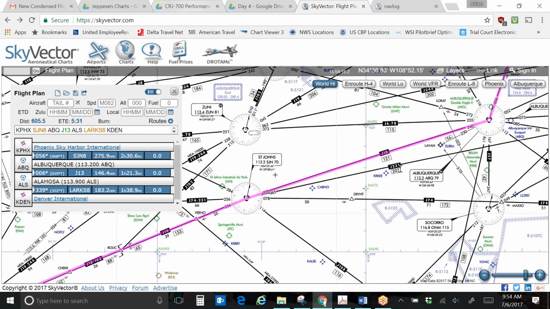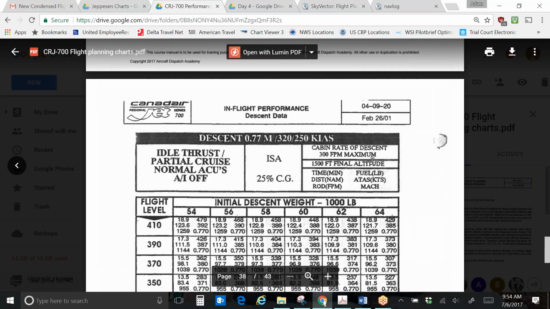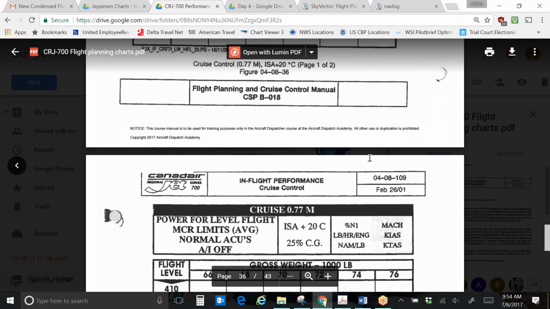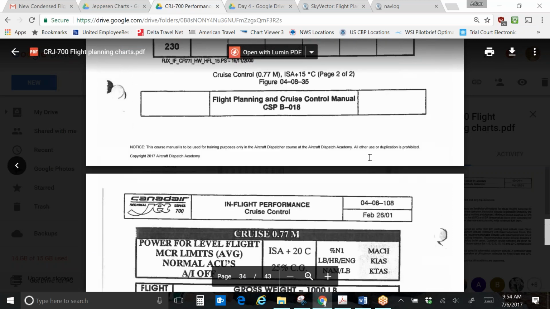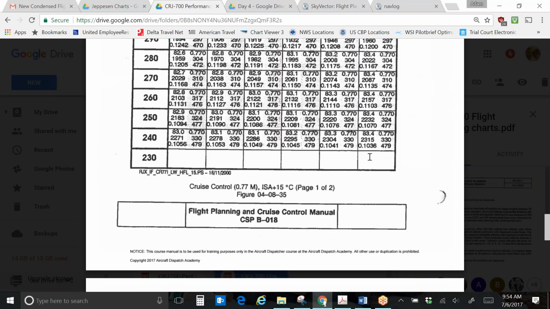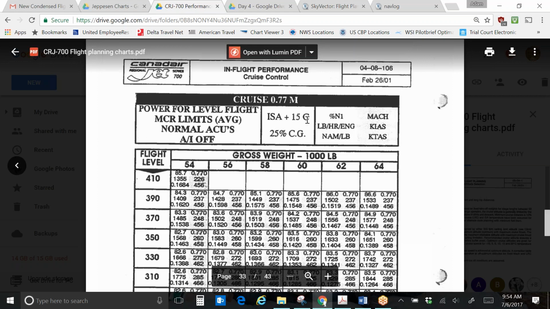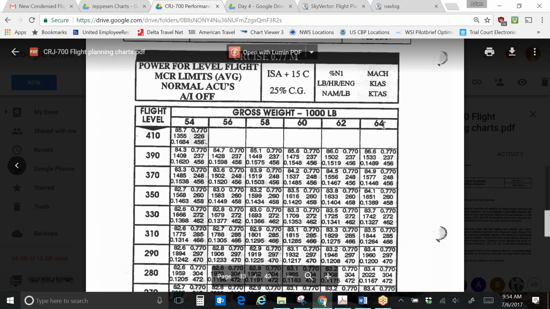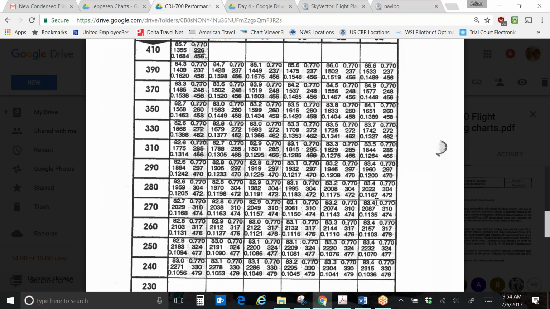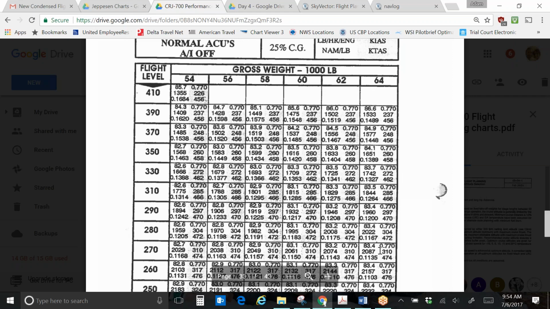I'm going to go into my performance chart, going up to a cruise chart now. Going to be ISA plus 15, and we weigh 64,000 pounds. So here we go. Here's ISA plus 15, cruise 0.77, 64,000 pounds over here, and 27,000 feet. So once again, this is nice because we're all in the same box here. Okay.